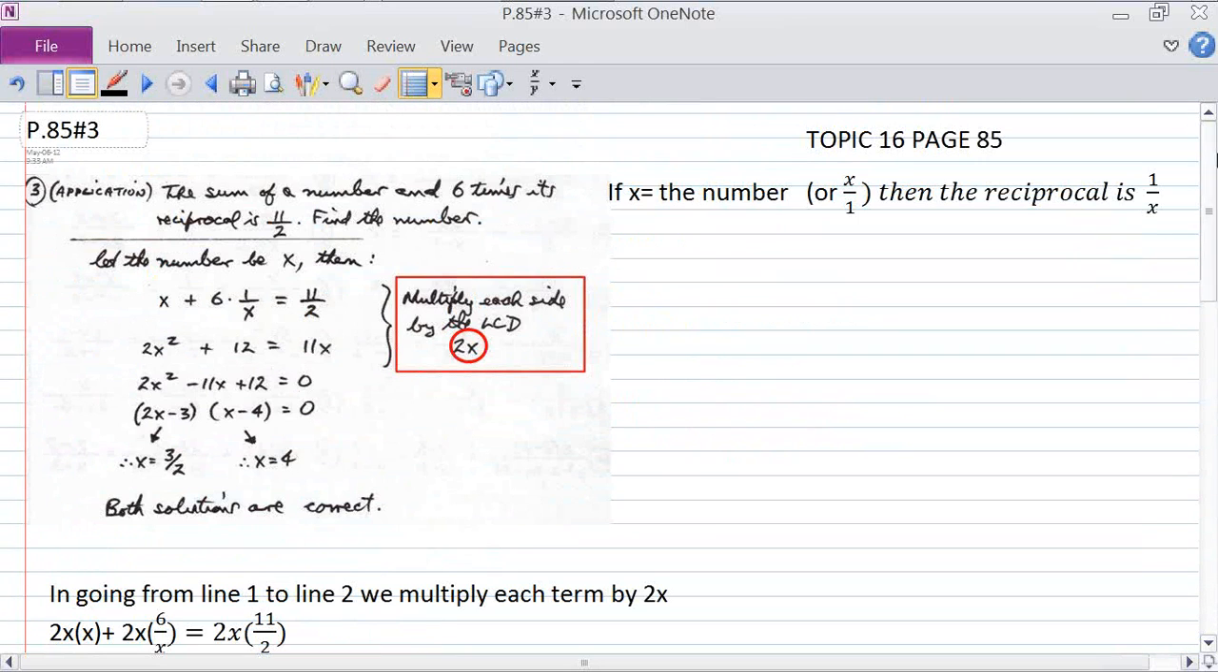So this completes our discussion on Intro to Equations Involving Fractions, topic 16, pages 84 and 85.